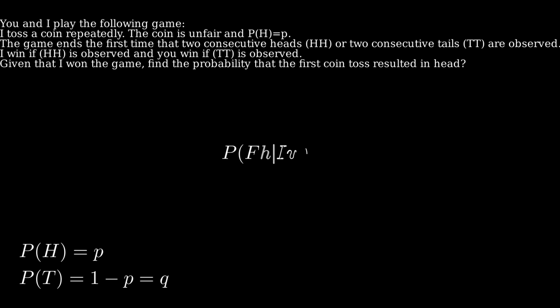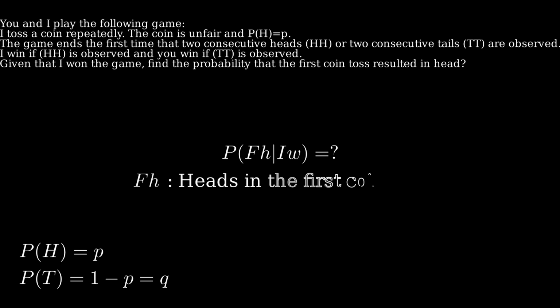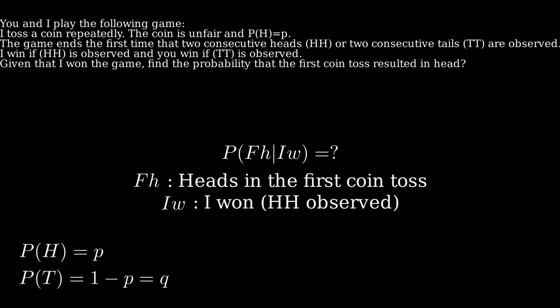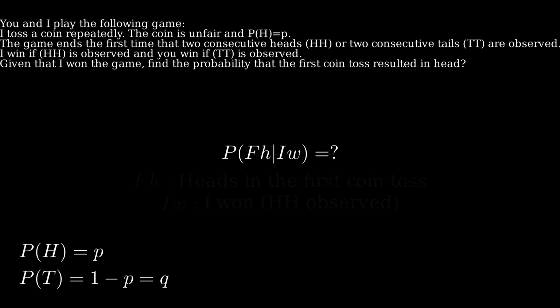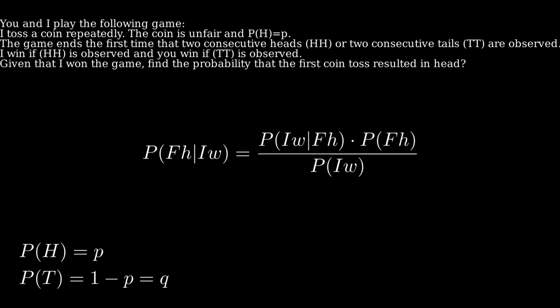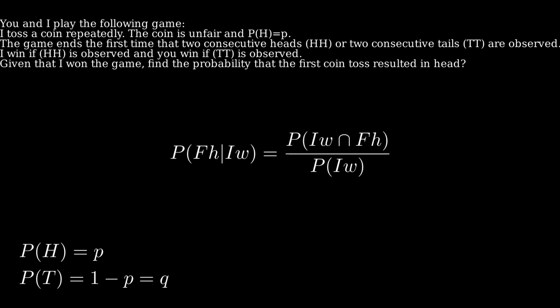We must find the probability of getting heads on the first coin toss given that I won. Let's call heads on the first coin toss FH, and I win as IW. Thanks to Bayes' theorem, we have the following. Let's work with the intersection form of the numerator. This intersection accounts for each outcome where I win and the first coin is heads.